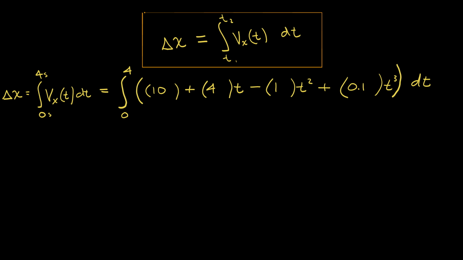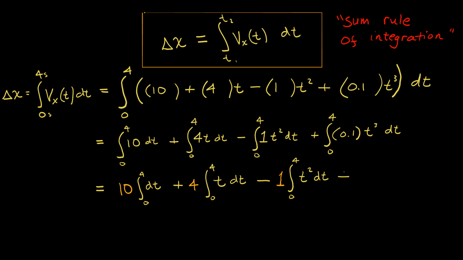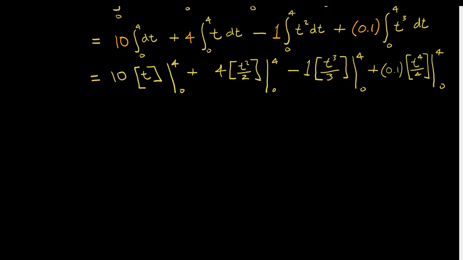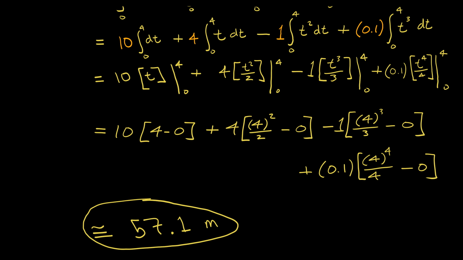The next step here is to use the sum rule of integration, which tells us we can integrate each term separately. I'm going to pull out the constant factors, and then I'm going to integrate. I plug in the limits, and I get to the answer of 57.1 meters. That's great news for our robot. The car was 140 meters away, and after 4 seconds, it only travels 57 meters. So that means the robot's going to have plenty of time to get off the road before the car passes.